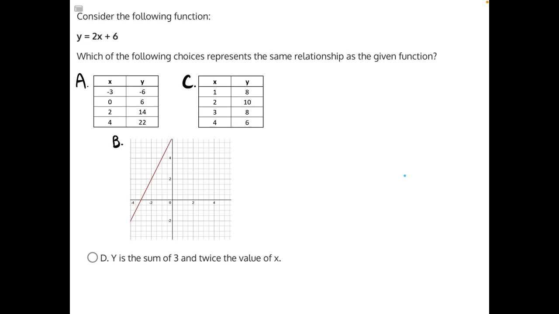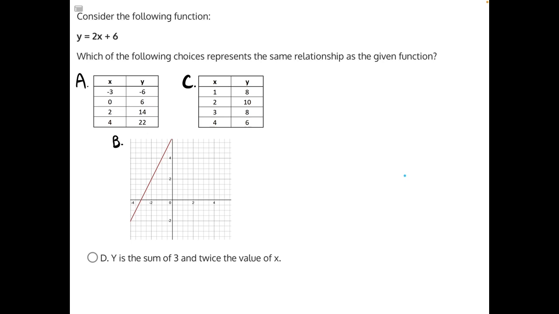Consider the following function. Which of the following choices represents the same relationship as the given function? To solve this question, first let's start by looking at answer choice A and C. Answer choice A and C give us a table of values that we could plug in to our given equation and see if we get true statements. If all of the points give us true statements, then that's our correct answer. If we get even one incorrect statement, that means we can eliminate that answer choice.